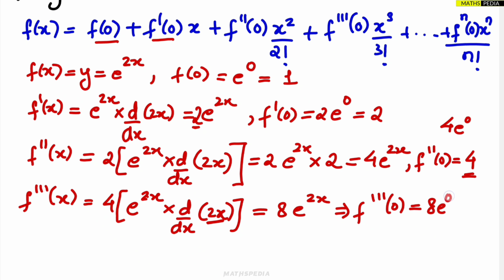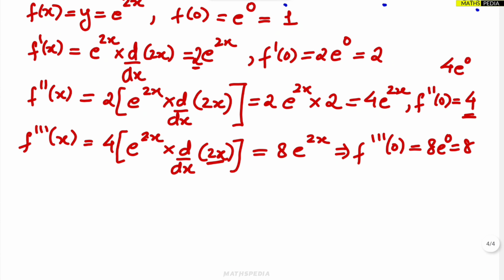8 e power 0, which is 8. Now we'll go for the last derivative, which is the fourth derivative. You can do fifth, sixth and so on, but it is fine if you go till the fourth derivative. Now 8 is a constant value. This you have to differentiate. 8 is a constant value.